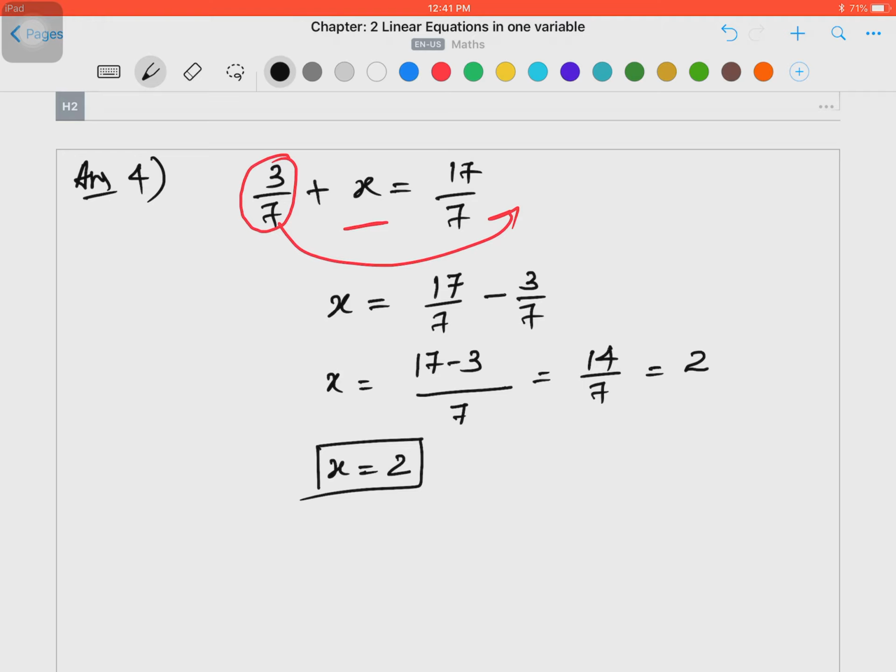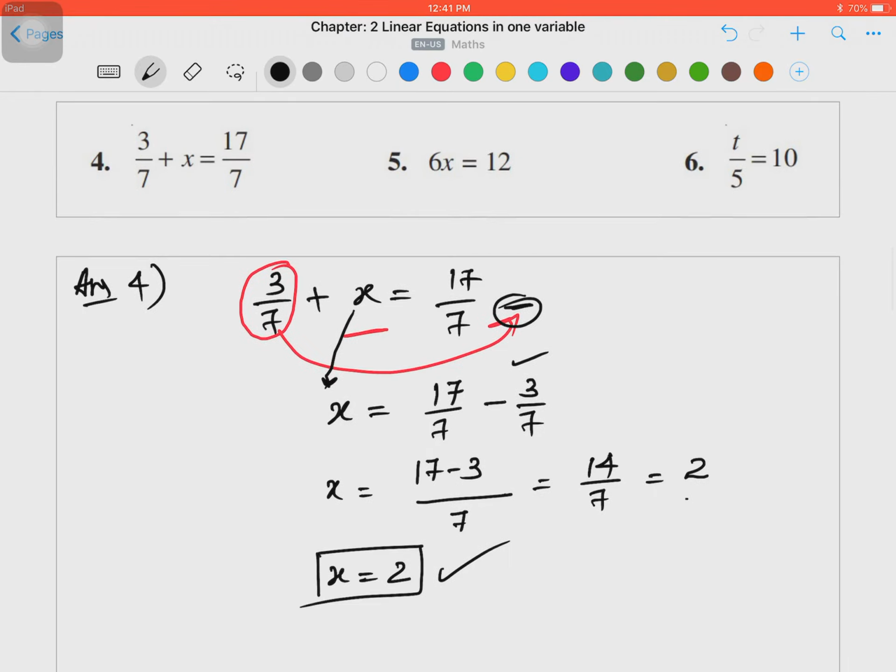Again, what we did is we keep the variable term on one side, and we shift the non-variable term to the other side. So this plus 3 by 7 will become minus 3 by 7. After solving it, we got x equals to 2.